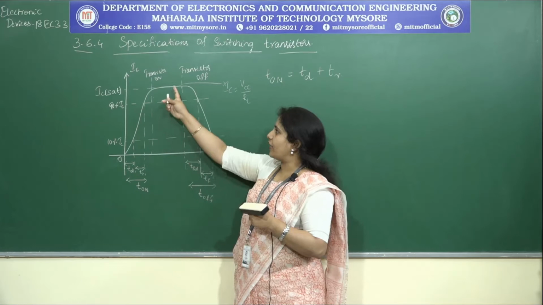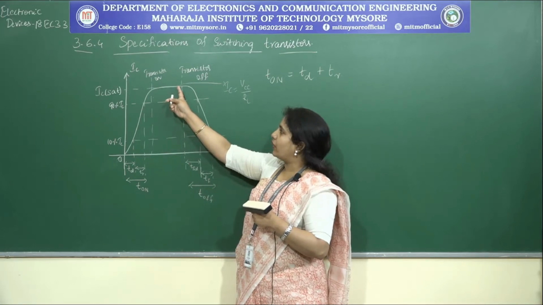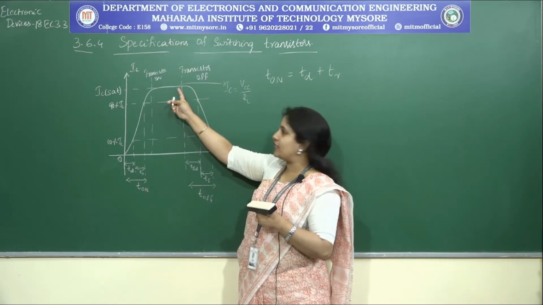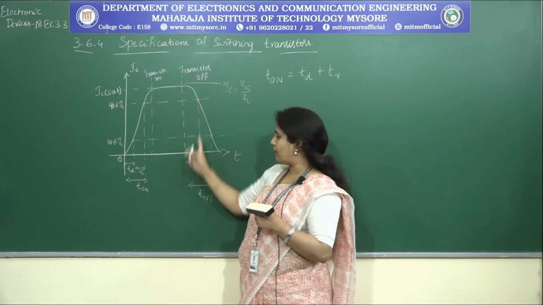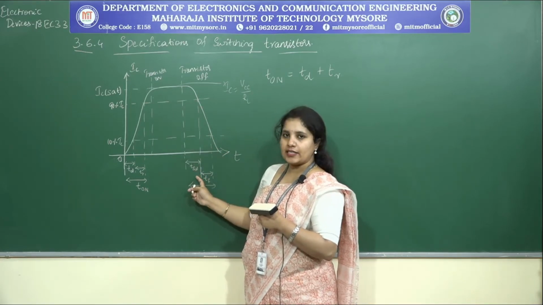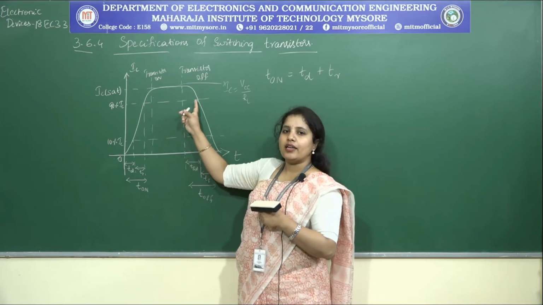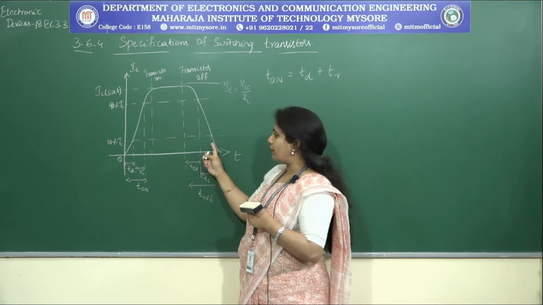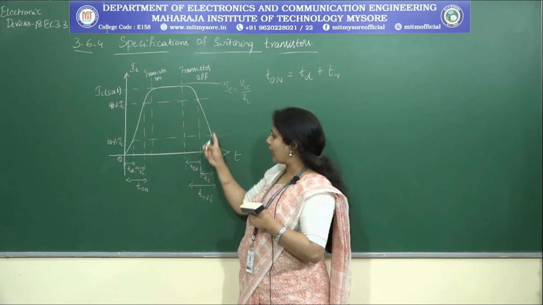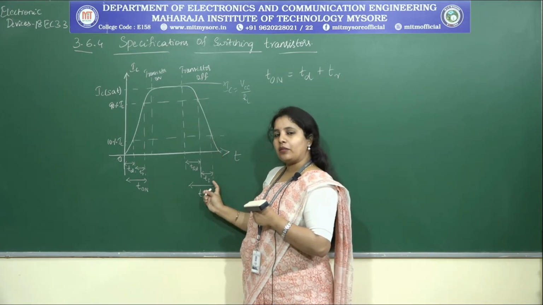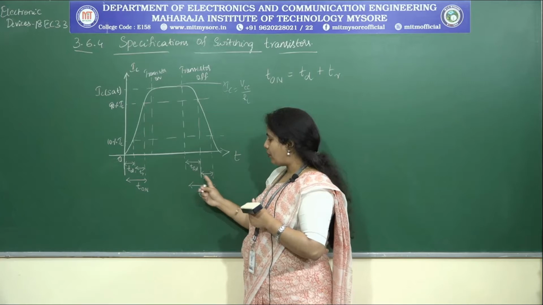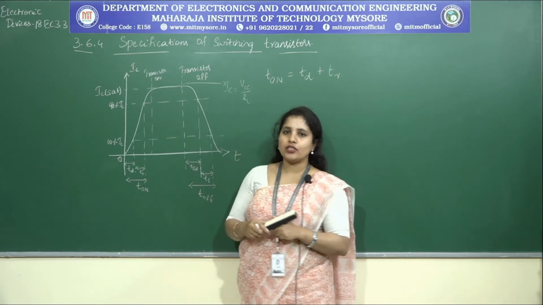Done. That is the time that is required to reduce from 100% of IC value to that of 90% of IC value, that is called as TST. Then comes the fall time. What does this fall time indicate? It is 90% of IC value to 10% of IC value. However much time you require, that time is referred to as fall time, and the sum of these two is referred to as the off time.